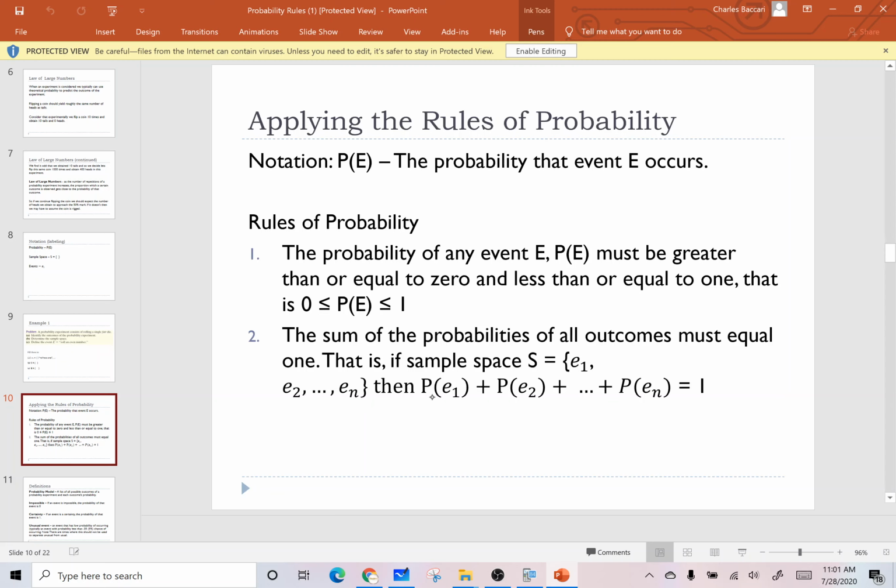The sum of the probabilities of all outcomes must equal 1. For instance, if you're rolling the die, you have a 1 in 6 chance to roll any one of them, and so each one of those individual outcomes is a 1 in 6. So if you add all those together, there should be a 6 of 6 chance, and there is.